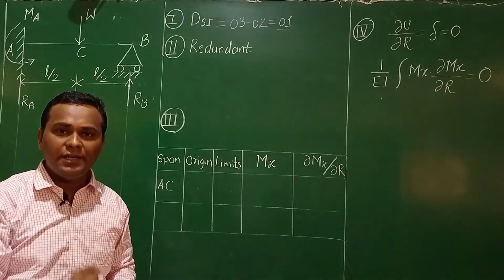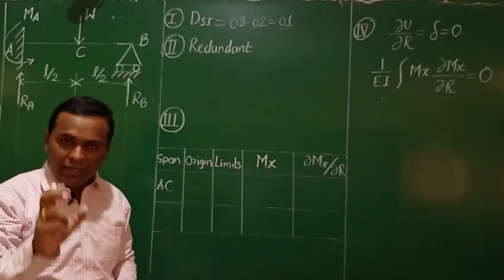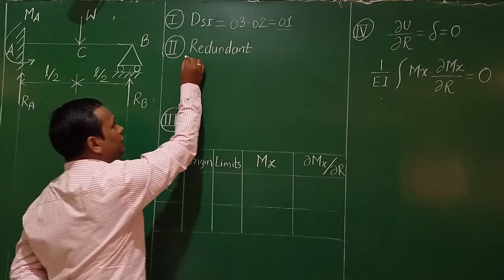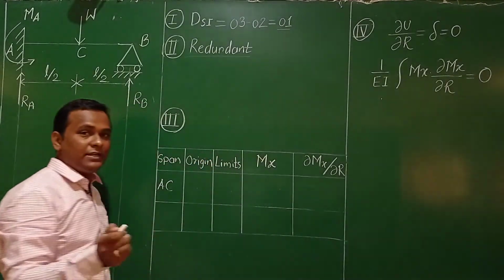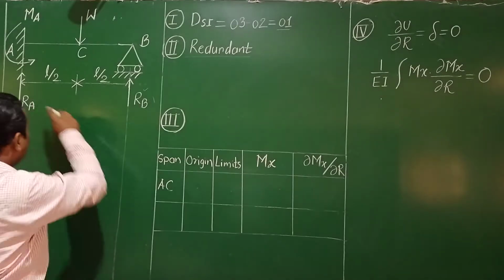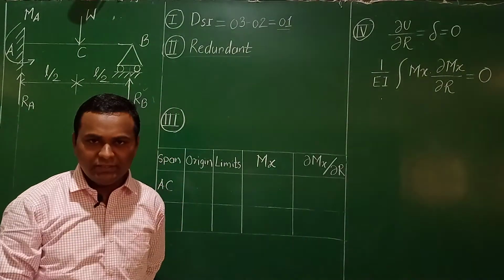So basically what is redundant? We need to select one unknown which we can call a redundant. So here we need to select the first redundant. Now if I select RB as a redundant, only two unknowns remain, that is RA and MA, and we can easily solve the example.